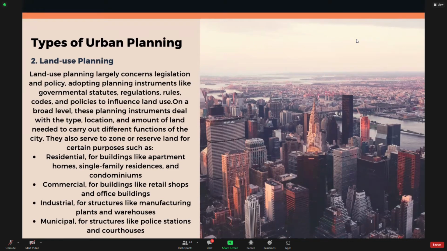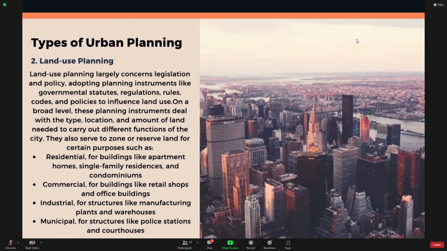So in land use planning, guna tanah, usually we have residential zoning for buildings like apartments, homes, single family residences, condominiums, and neighborhood areas. And then we have commercial for buildings like retail shops and office buildings. And then industrial for structures like manufacturing plants, warehouses, and factories, so that is industrial zoning. And then municipal, for structures like police stations, courthouses, schools and hospitals, maybe they are under services. These are the certain purposes of zoning in land use planning.